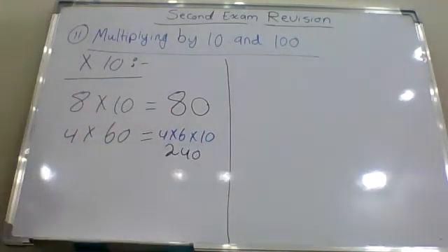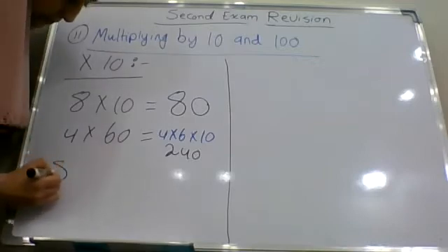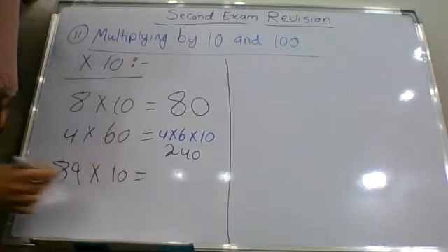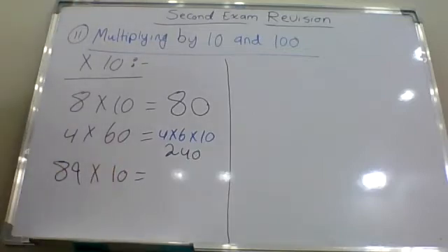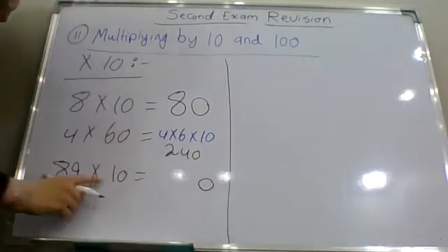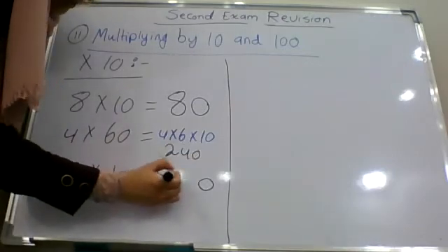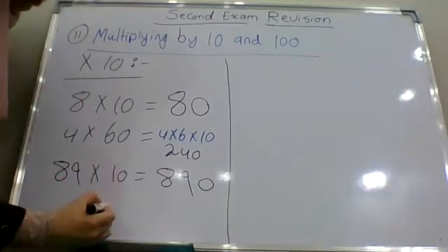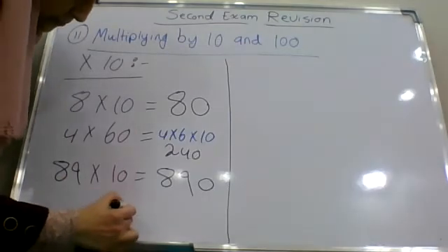The next step is if the number is bigger, 89 times 10. We move the 0 to the answer, and then we multiply 89 with the 1, which is 890, okay? What if I have another multiple of 10, like 20?